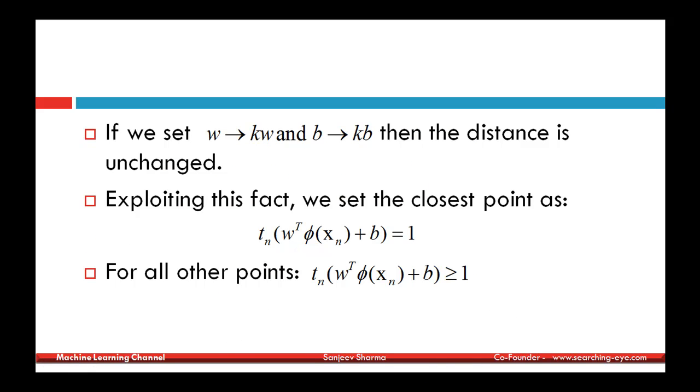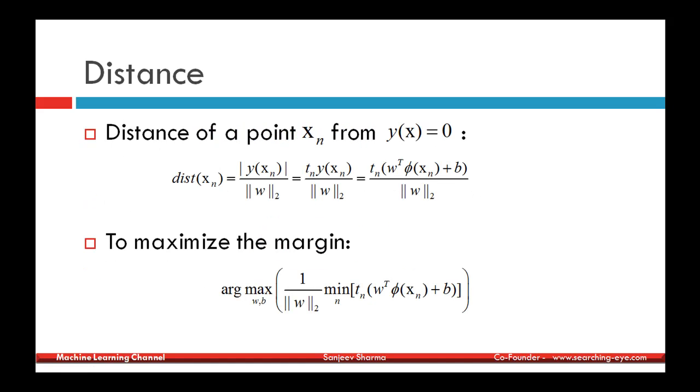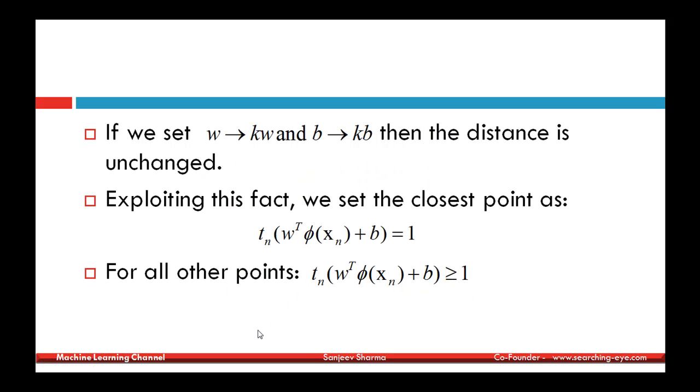So here we can easily see that if we replace W with k times W and b with k times b, then k will appear in the numerator, and since this is an L2 norm, k will also appear in the denominator and k will cancel out. So we can see that scaling the weight vector W and the scalar b by the same scalar value doesn't affect the solution.